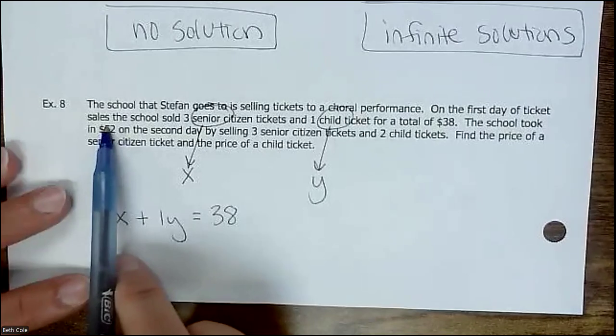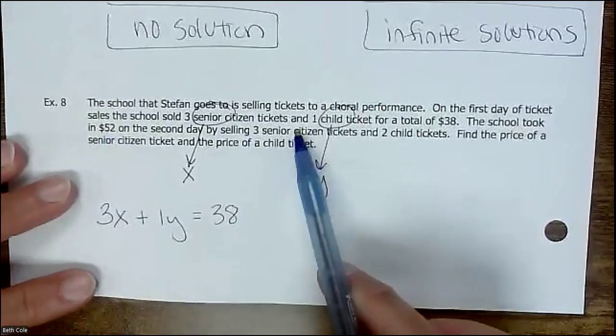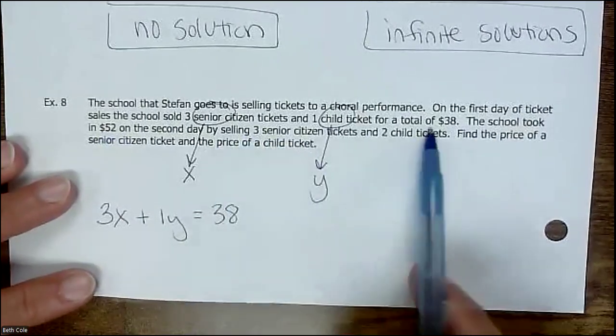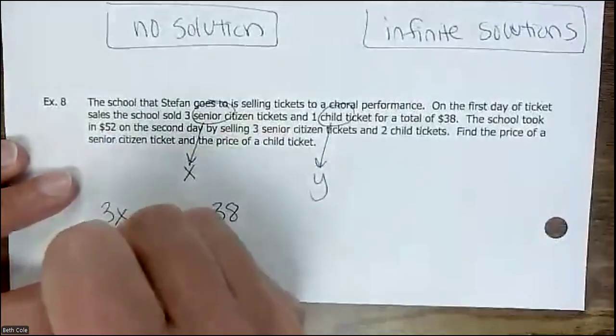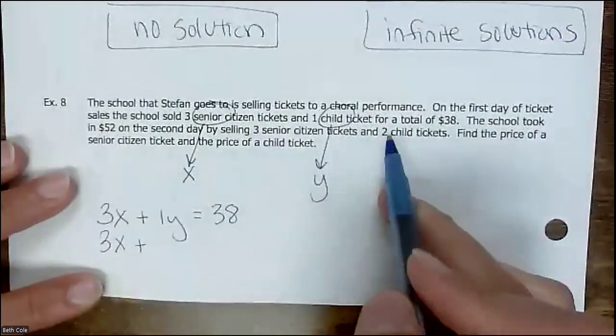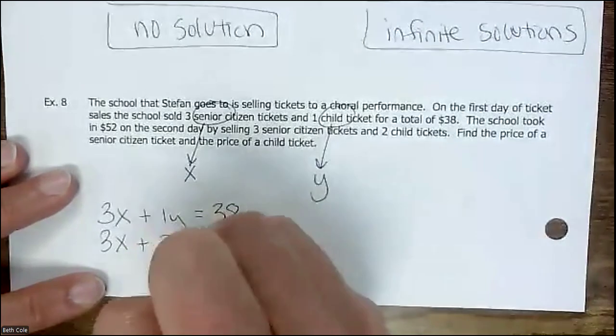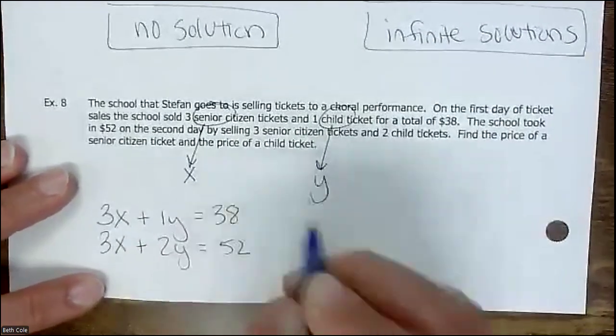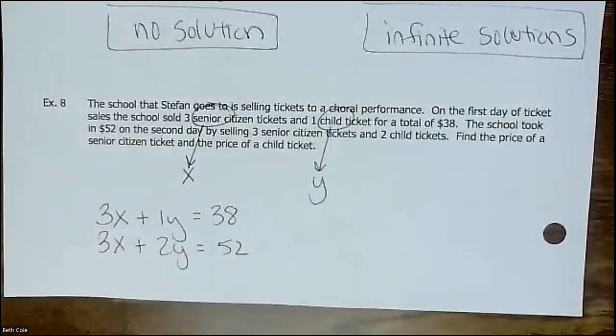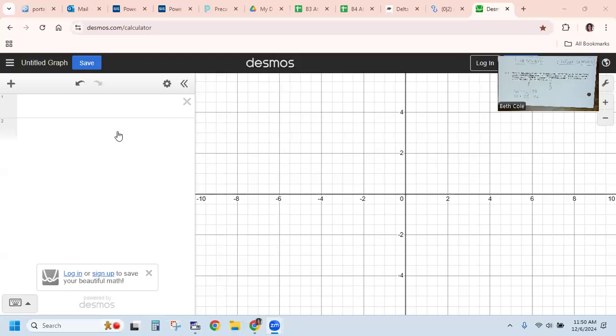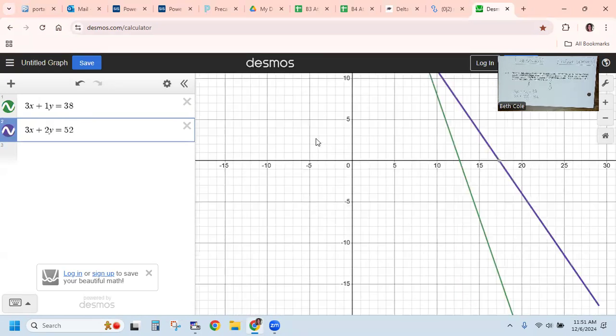And then they took in $52 on the second day. 3 senior citizen, 2 child. So put it together. How's that going to go? 3x plus 2y equals 52. Now again, and on your Delta Math as well, I'm fine with you just typing this in the calculator because you had to set it up yourself. But can you guys watch me, make sure I don't mistype something? Because if I do that, it's going to be wrong. Now, what is this? 3x plus 2y equals 52. All right, it looks like it's gone, but that's just because the numbers were kind of big.